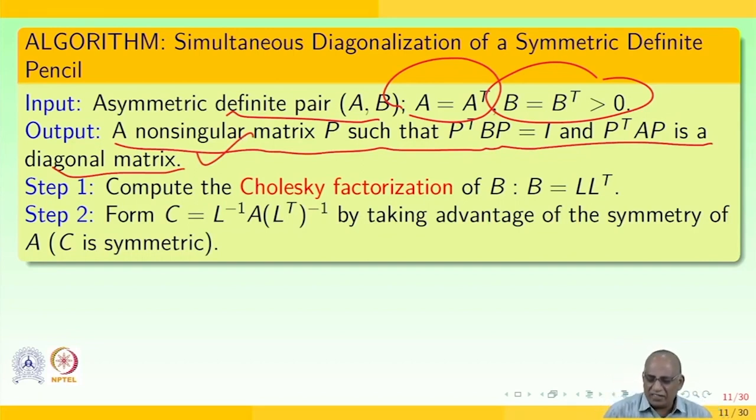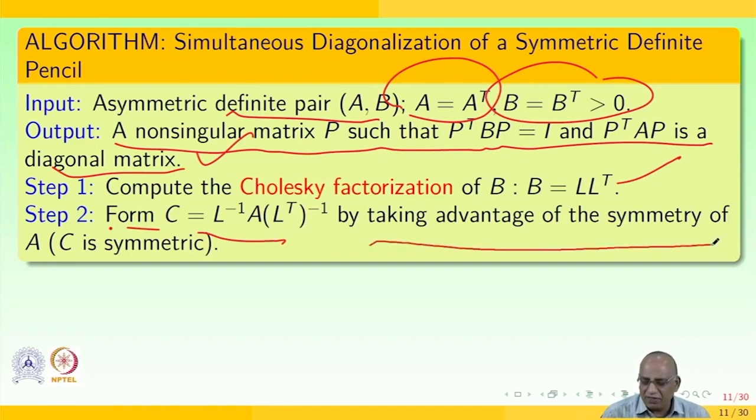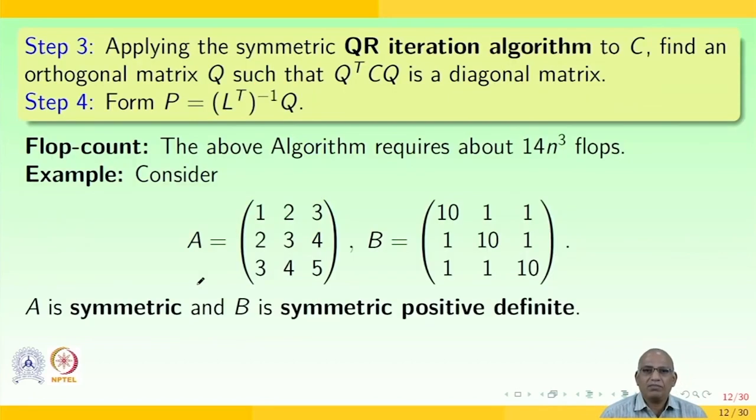Step 1: compute the Cholesky factorization B is equal to L into L transpose. Step 2: form C is equal to L inverse A L inverse transpose, taking advantage of the symmetry of C, that is C is symmetric. Step 3: apply the symmetric QR iteration algorithm to C and find an orthogonal matrix Q such that Q transpose CQ is a diagonal matrix.